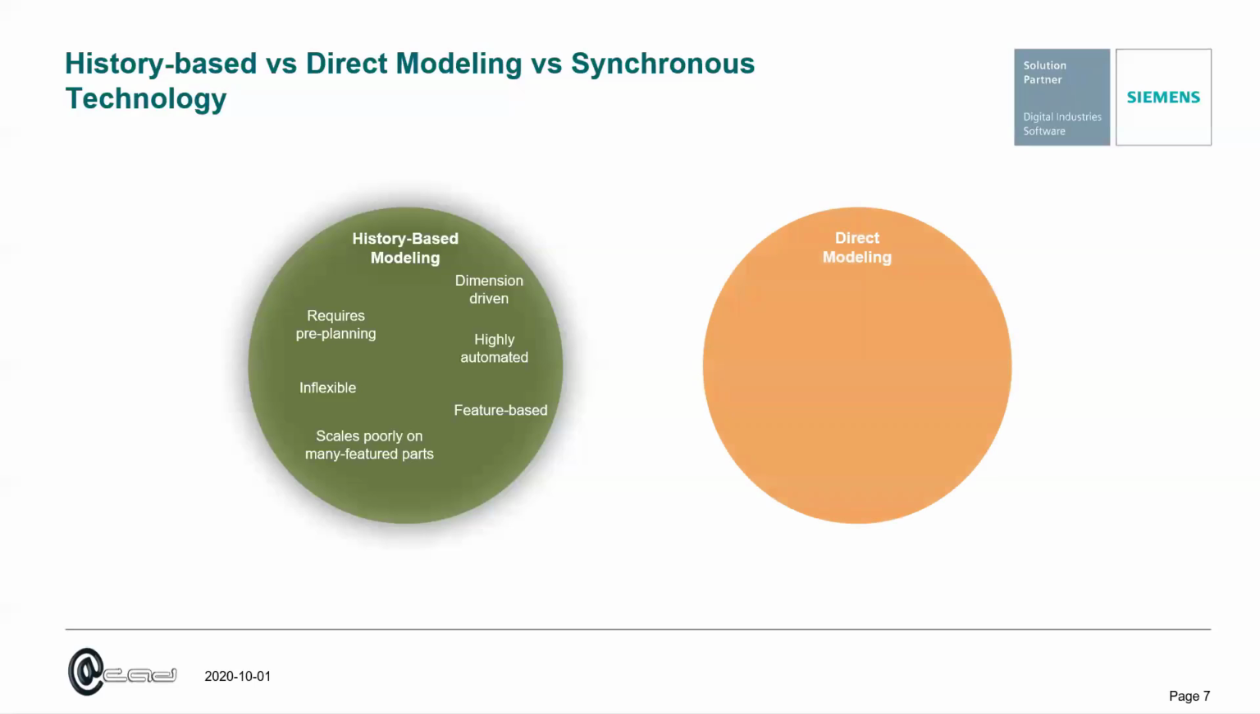So next we'll be talking about the second approach over here, which is direct modeling. This method does not create features. If you need to build something, you can interact directly with the geometry of the model using push and pull actions. What this means is that your editing of the model is very flexible because you don't have to worry about the order when creating features or pre-plan how you're going to create your model. As this approach does not create features, it scales very well on many-feature parts.